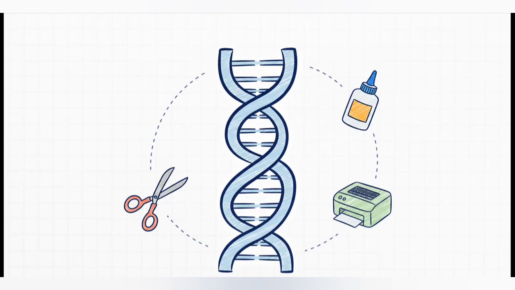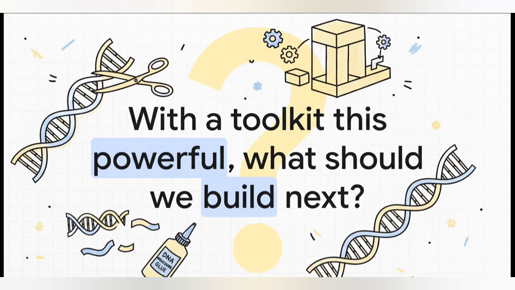And that's really the central idea right there. Cut, paste, copy. It's this simple yet profoundly powerful combination of natural tools that gives us the ability to read, write, and edit the source code of life itself. I mean, think about it. From developing brand new medicines to engineering crops that can survive a changing climate, the possibilities are almost limitless. Which leaves us with the ultimate question. Now that we have the tools to engineer life, what do we choose to build?